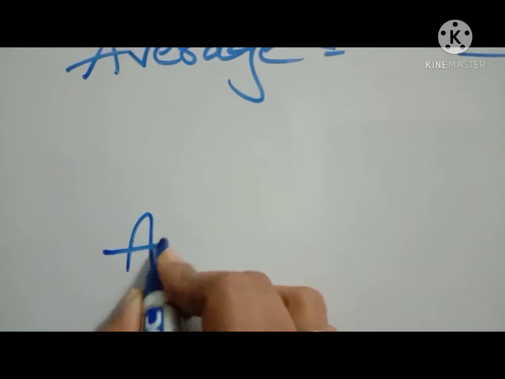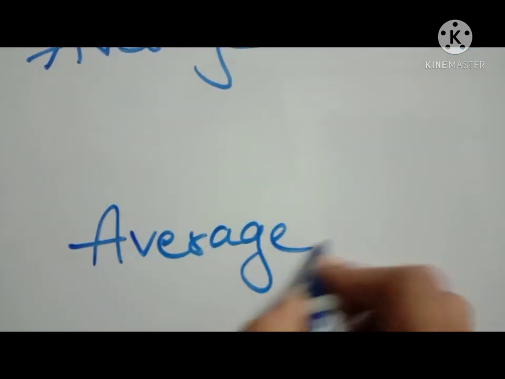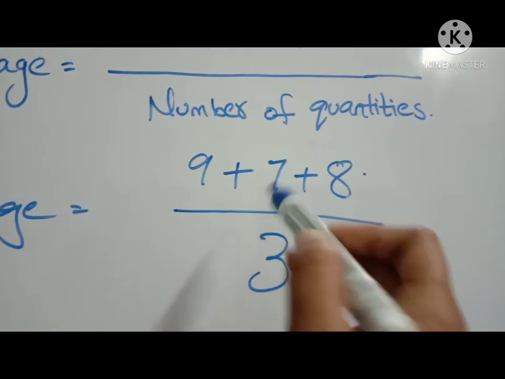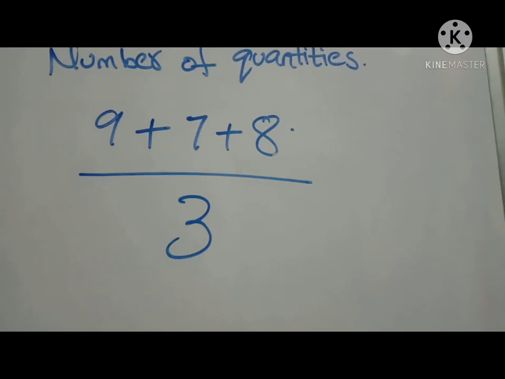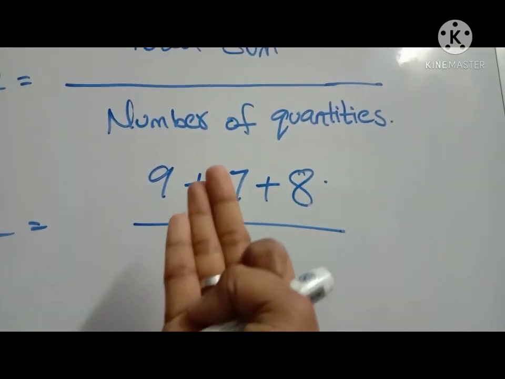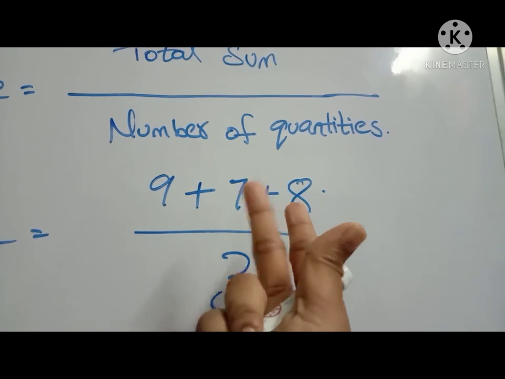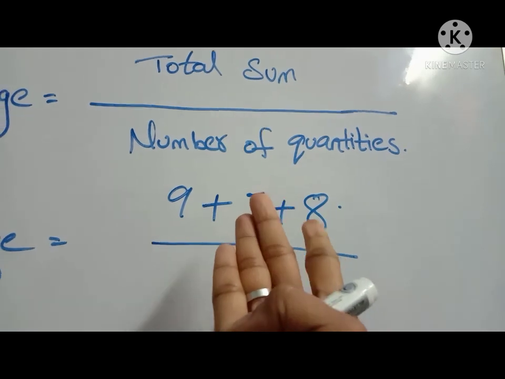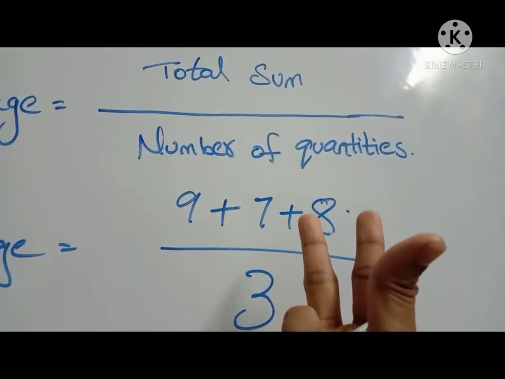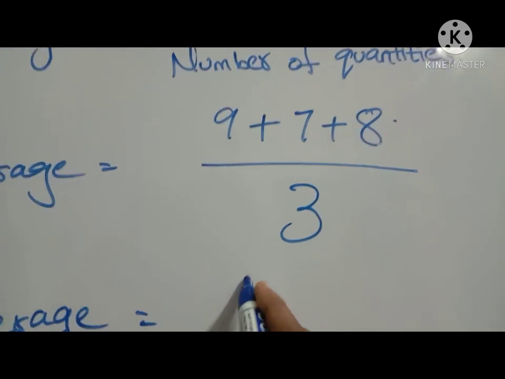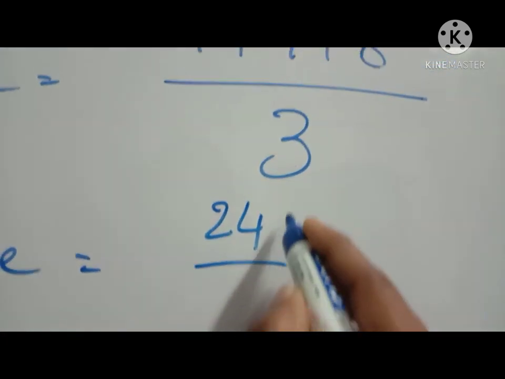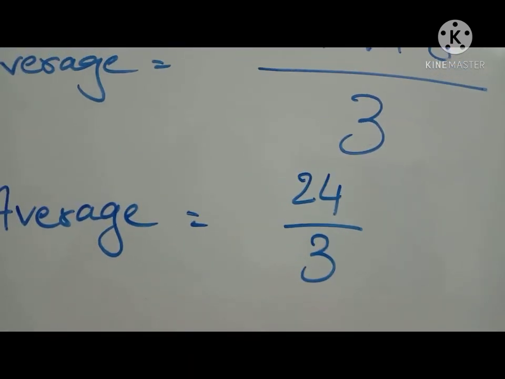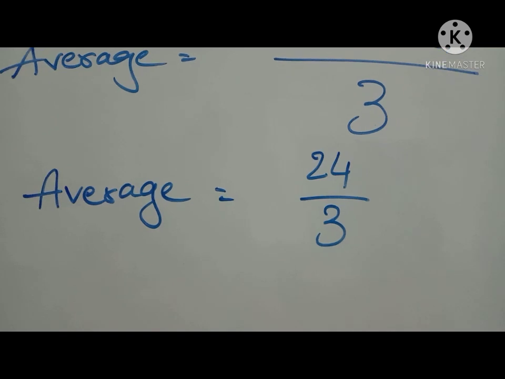Again see here. Average equals to, here we have to count this one. 9 plus 7 is equals to how much? 9, after that 10, 11, 12, 13, 14, 15, 16. 16 plus 8: 17, 18, 19, 20, 21, 22, 23, 24. How many are there? 24. By what is the denominator number? 3. 24 by 3. Average is equals to 24 by 3.